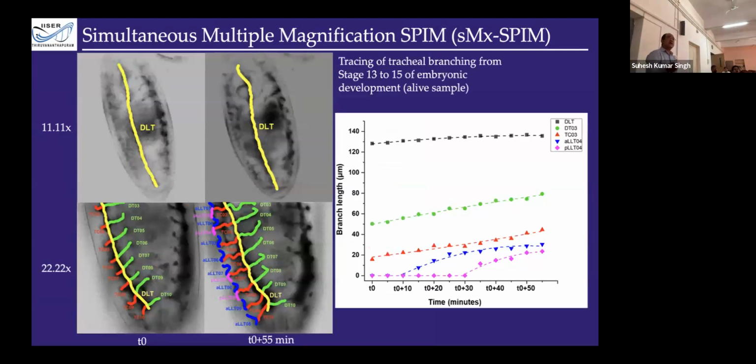We are tracking and then plotting the length of the track. For some of the branches, it doesn't start up to the T0 30 minutes. Then it will start growing. However, it is saturated.